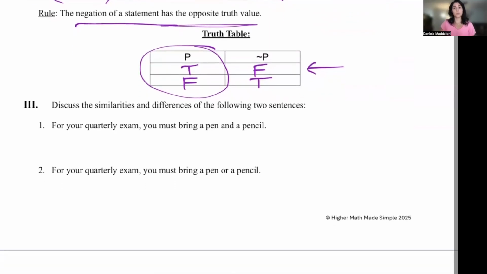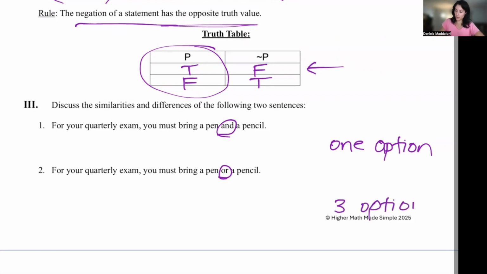So Roman numeral 3. We're going to discuss the similarities and differences of the following two sentences. Number 1, for your quarterly exam, you must bring a pen and a pencil. And number 2, for your quarterly exam, you must bring a pen or a pencil. What would be some of the differences of the two sentences? It turns out that for the and, it's just one option, and for the or, it's going to be 3 options. What do I mean by options?